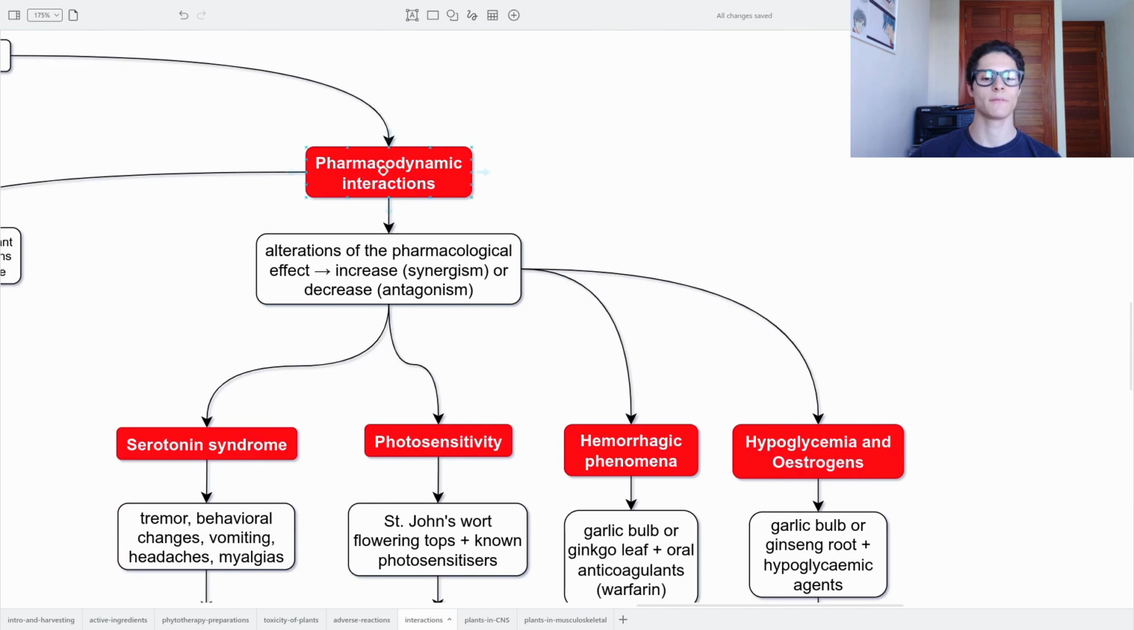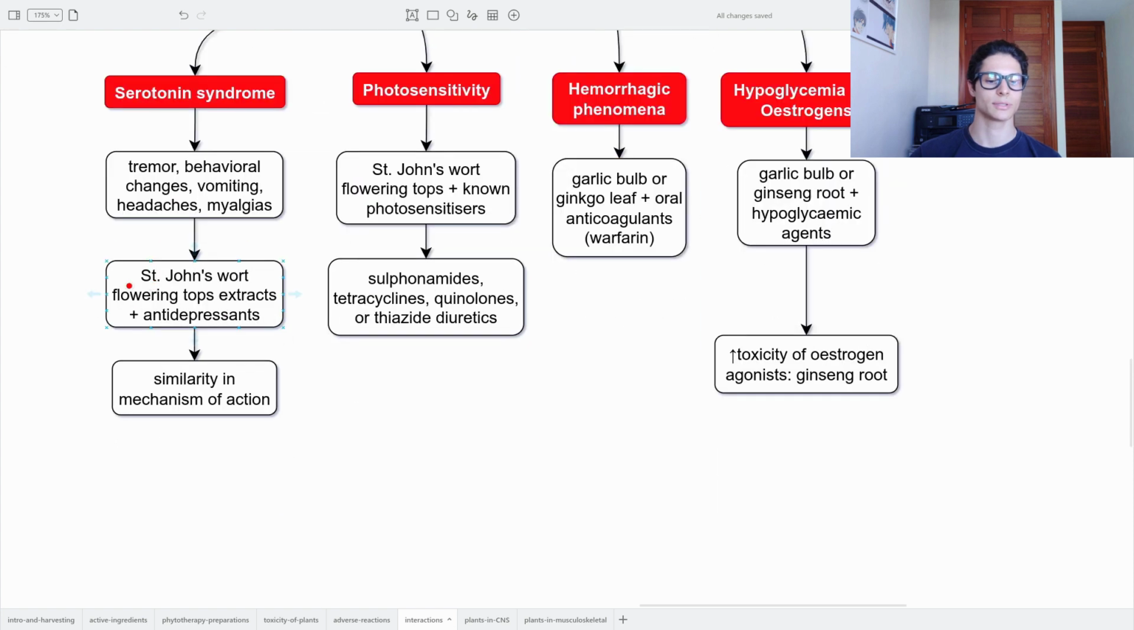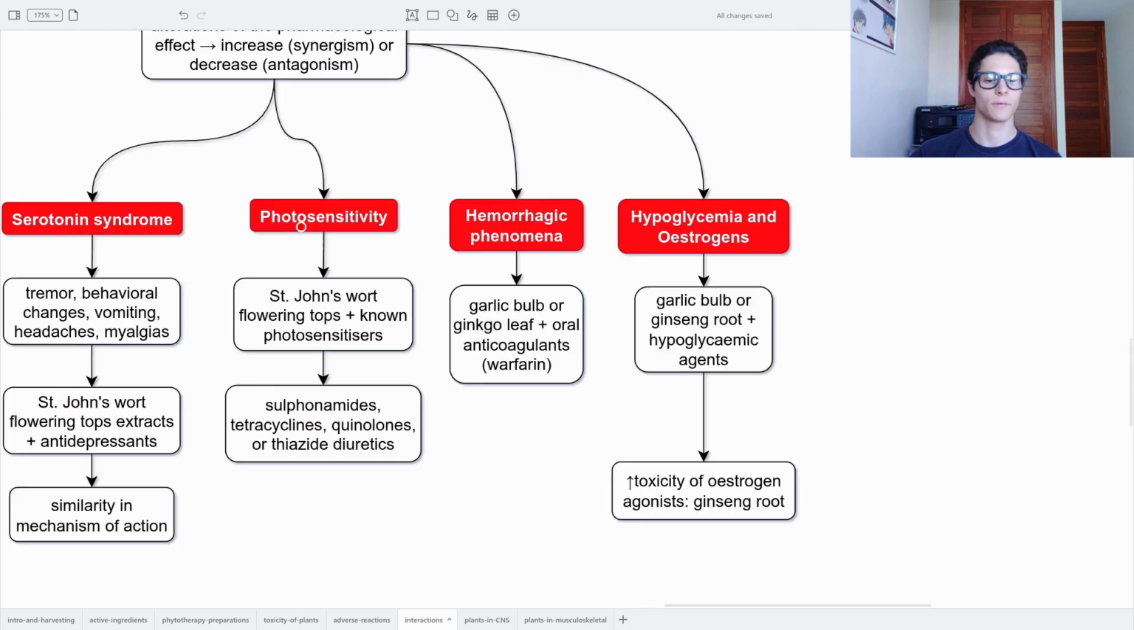On the other hand, we have the pharmacodynamic interactions. These are alterations of the pharmacological effect, either an increase, synergism, or a decrease, antagonism. So here we have the serotonin syndrome, which is tremor, behavioral changes, vomiting, headaches, and myalgias, due to the St. John's wort, the Hypericum, the extract from the flowering tops to be precise, together with the antidepressants. It's because of a similarity in the mechanism of action here.